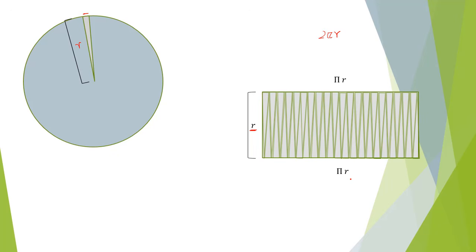Half of the circumference is above and half of the circumference is below. Circumference is 2 pi r. Divide by 2 to make half of it. So pi r is the length of one side.